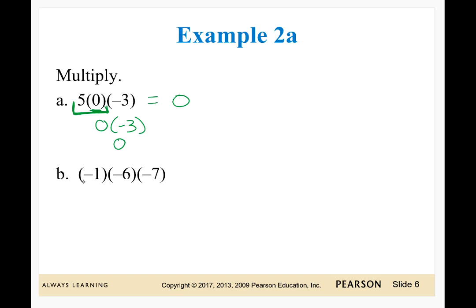All right, in B, this time there's no 0 here, so we actually have to do the work. So first, it's all multiplication, so let's start from left to right. Negative 1 times a negative 6 is positive 6, right? Negative times a negative is a positive, same sign. And then we have 6 times negative 7. Okay, different signs, so my answer will be negative, right? 6 times 7 is 42. So negative 42 is my answer. So again, utilize order of operations whenever you can. It will save you a lot of time.